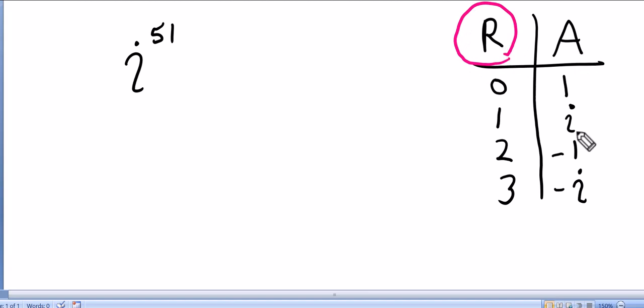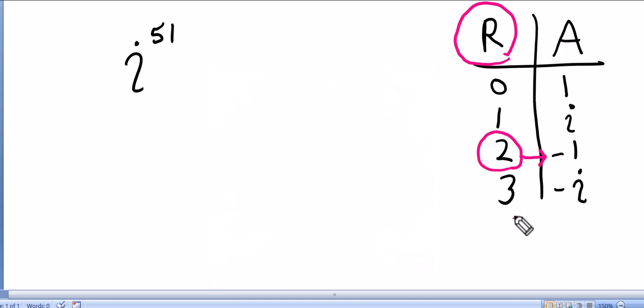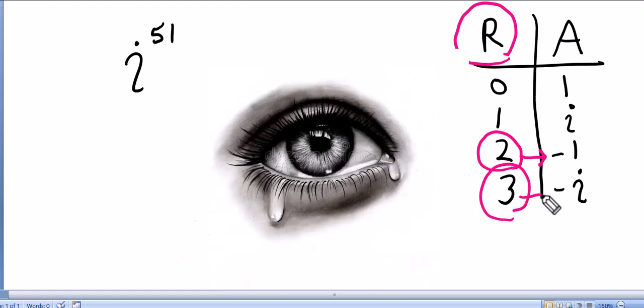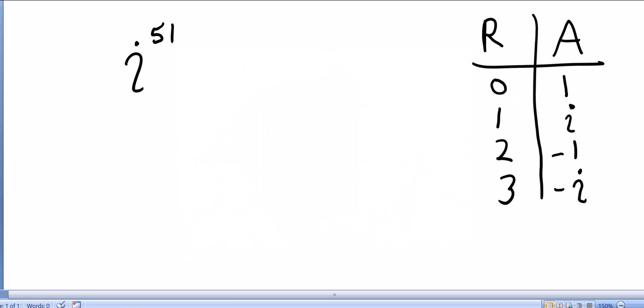So for example, whatever this means, right? If the remainder is 2, the answer is -1. Or if the remainder is 3, the answer is -i. Or if there's no remainder, the answer is 1. Okay, brace yourself for the easiest thing on earth. So how do I find i to the 51 power?